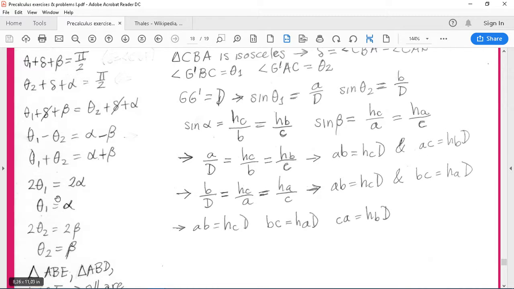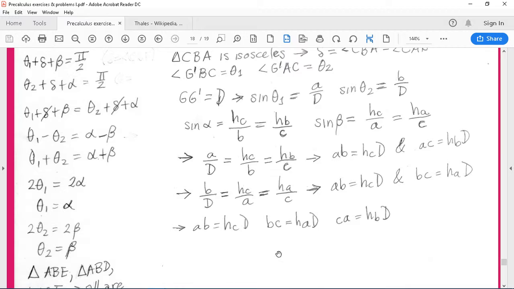Okay, since the angles are equal, the sines are equal, and then we have that A over D equals HC over B equals HB over C, which is what we have here. So that leads us to AB equals HC times D, and AC equals HB times D. We have here that B over D equals HA over C, which is what we have here. And from this we have that BC equals HA times D.